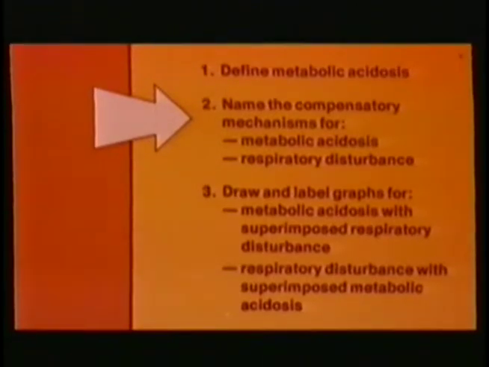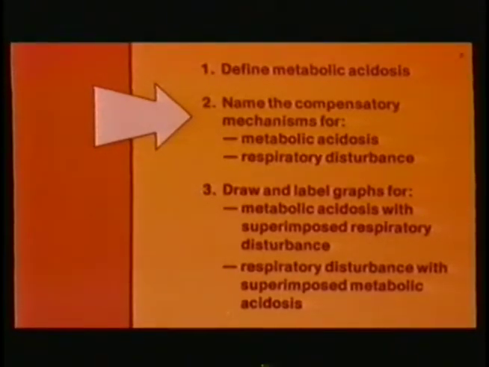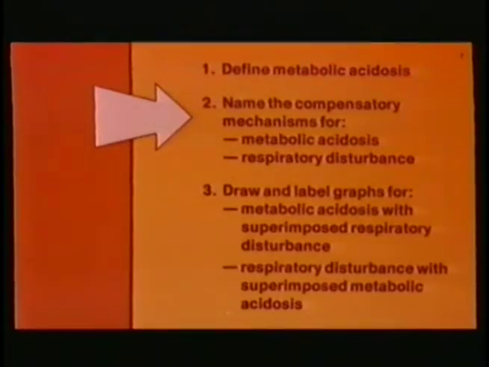At the end of the first section, you should be able to: 1. Define metabolic acidosis. 2. Name the compensatory mechanisms for metabolic acidosis and respiratory disturbances. And 3. Draw and label graphs for metabolic acidosis with superimposed respiratory disturbances and for respiratory disturbance with superimposed metabolic acidosis.